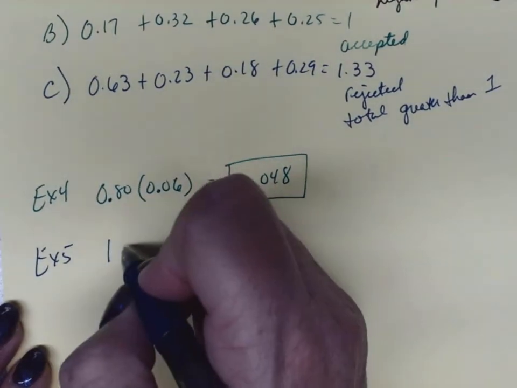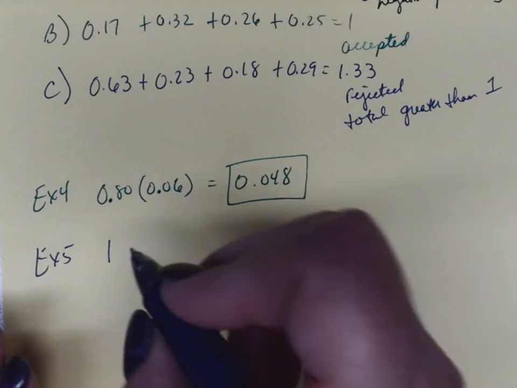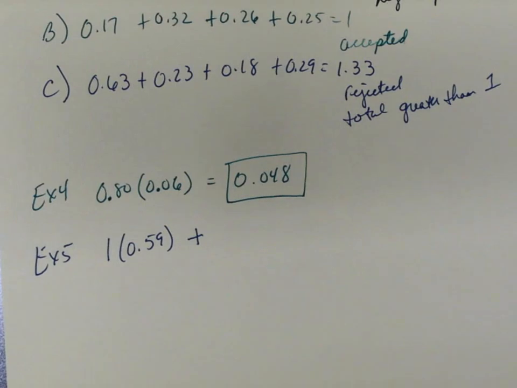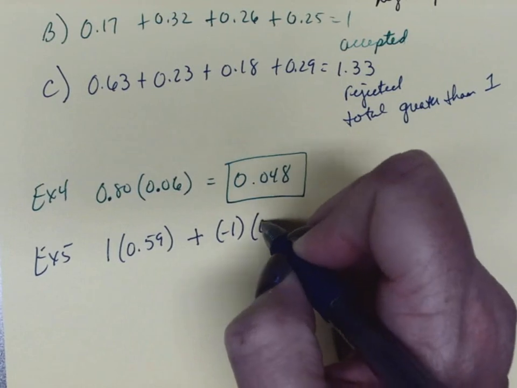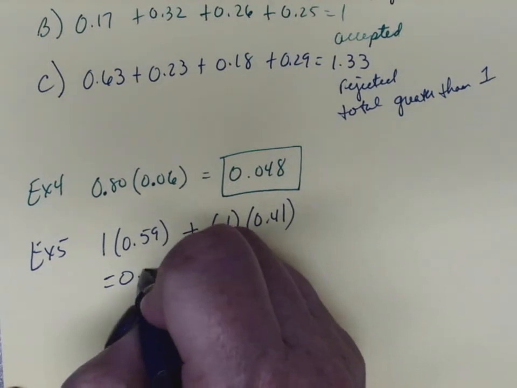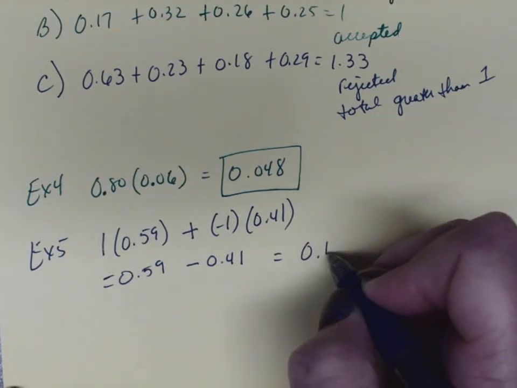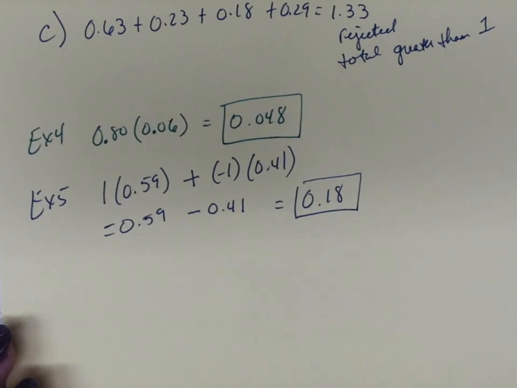So we win $1 if a head turns up, and the probability of a head is 0.59. And the other part is that we lose $1 if we get a tail. So that'll be a -1 times 0.41 for the probability of getting a tail. This will get us 0.59 minus 0.41, and it'll equal 0.18. So that is our expected value, would be 18 cents. All right, let's go to number 6.